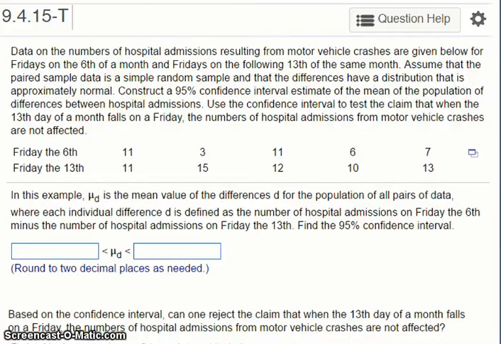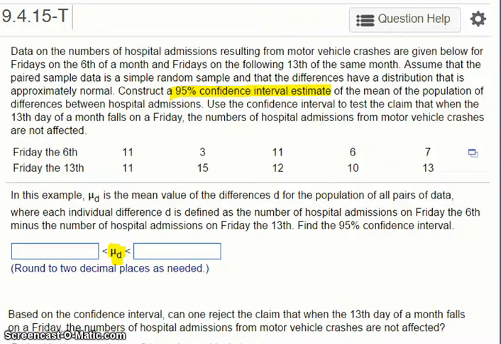approximately normal. What we really want to do is we want to construct a 95% confidence interval estimate of the mean of the population of differences between hospital admission, mu sub d. So we want to construct a 95% confidence interval estimate for mu sub d.